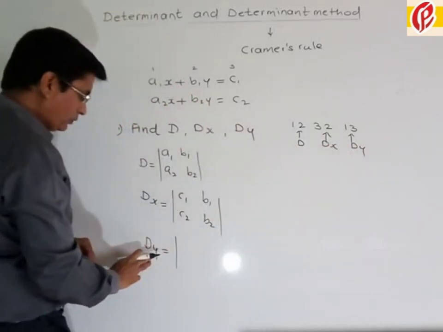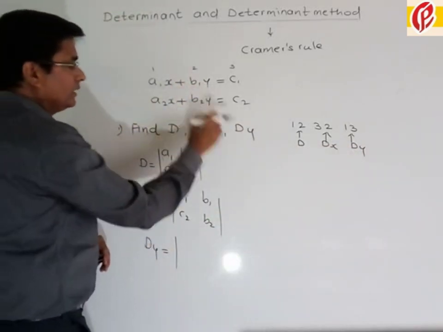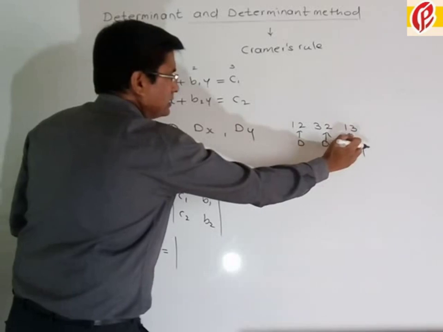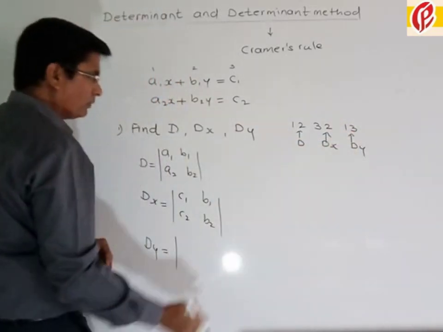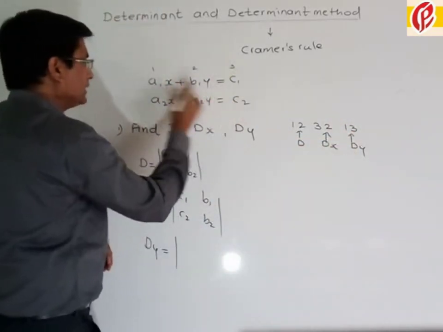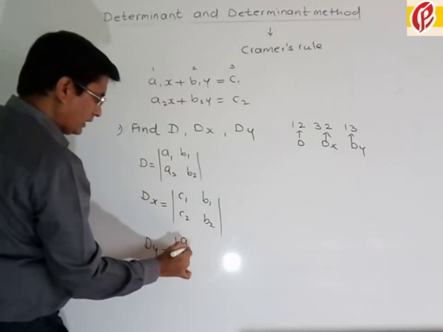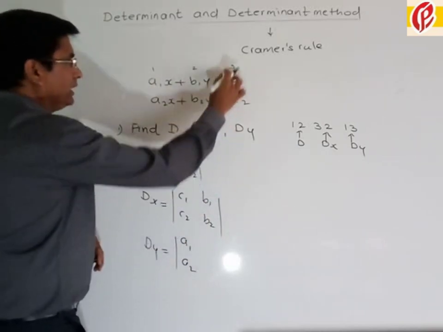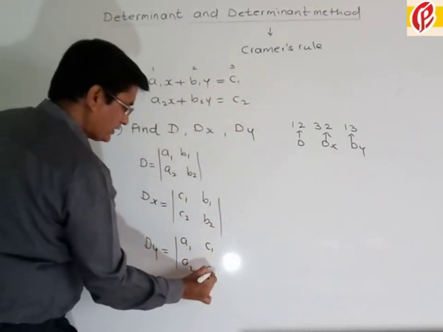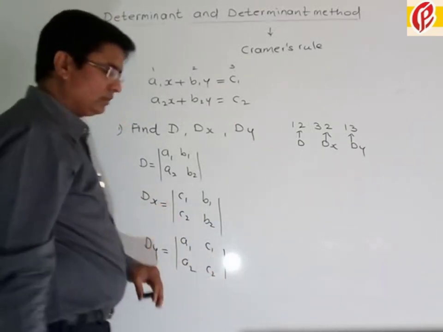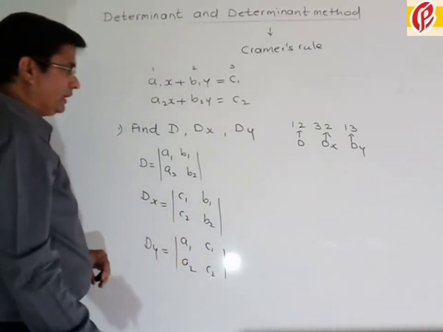Dy means remove the coefficient of y. And how to write the elements? The number is 1, 3, which means 1 and 3. So under 1, a1, a2, and under 3, c1, c2. And find the values of Dx and Dy.